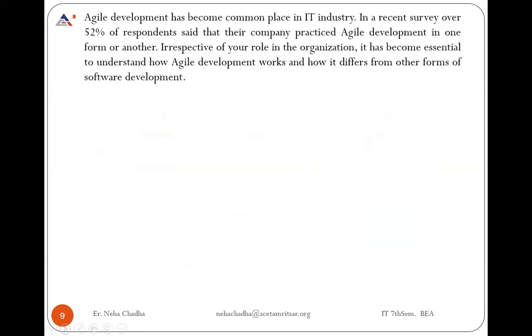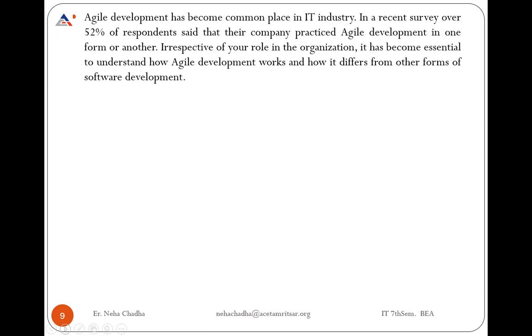Agile development has become very commonplace in the IT industry. In a recent survey, over 52% of the respondents said that their company practiced agile development in one form or another. That means most of the IT companies are following agile methodology, because in today's scenario there is competition. No company can wait for months or years to launch their product. They want their product immediately. They want the response or feedback from the customer immediately.